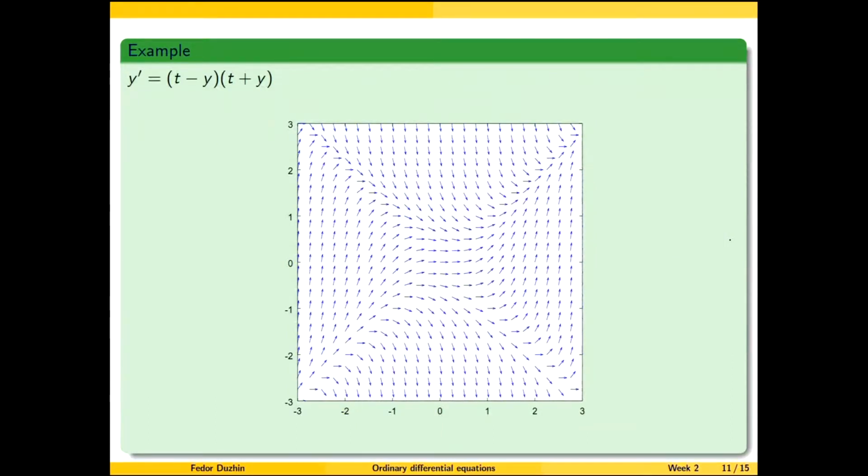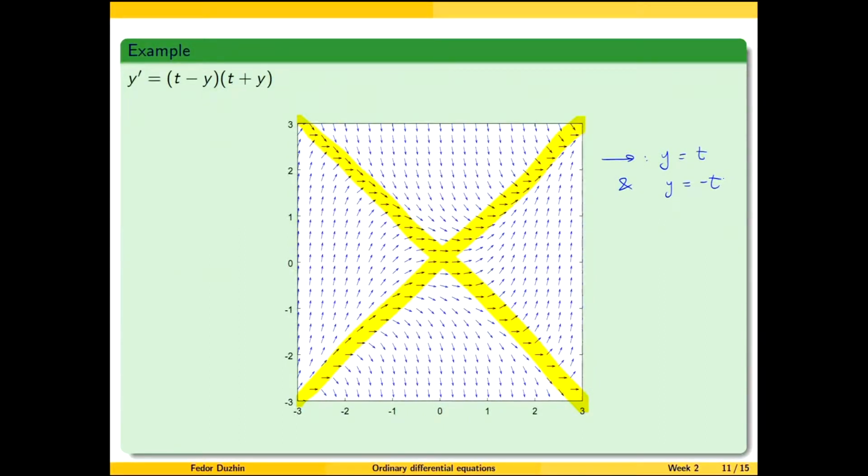So here is another example, and here I suggest that you first look at the direction field, right? So let us look at the direction field, and let us find the set of points where the arrow is exactly horizontal, right? So if you stare at it long enough, you will notice that horizontal arrows live along this line, and horizontal arrows live along this line. So along lines y equals t and y equals negative t. So we see that horizontal arrows live along lines y equals t and y equals negative t.